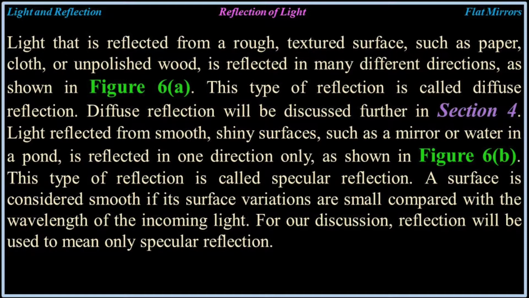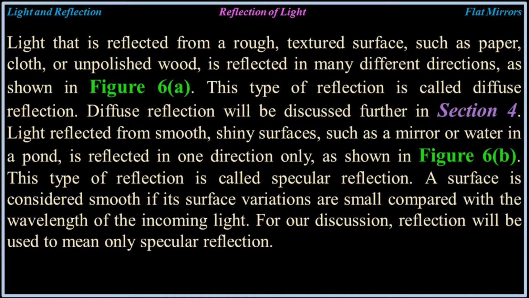Light that is reflected from a rough textured surface, such as paper, cloth, or unpolished wood, is reflected in many different directions as shown in figure 6a. This type of reflection is called diffuse reflection. Diffuse reflection will be discussed further in section 4.